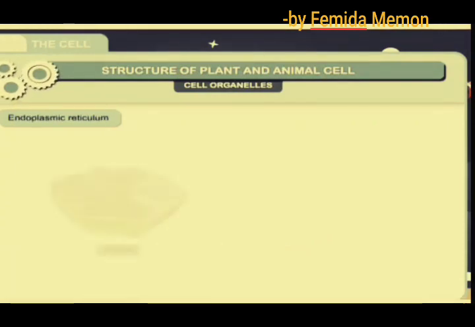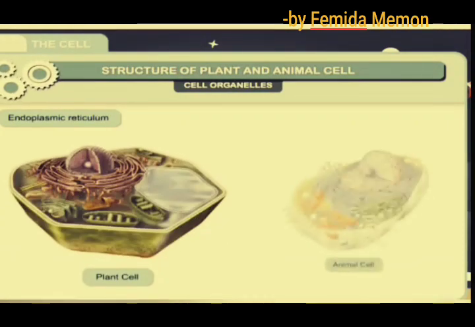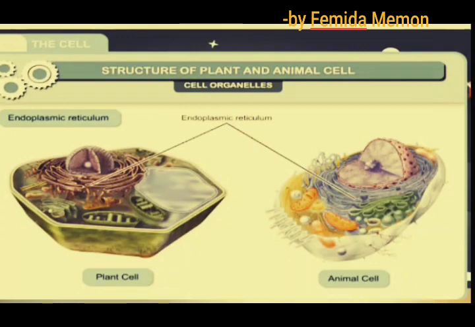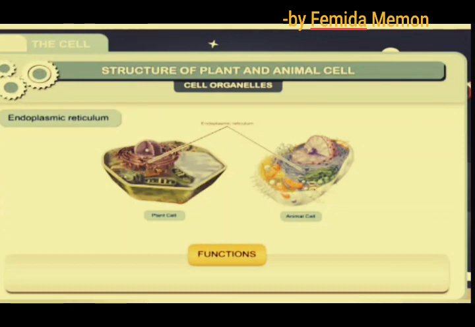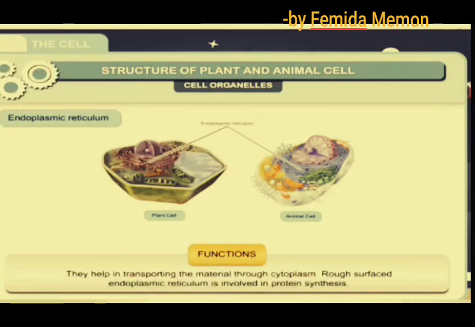Endoplasmic reticulum. These are interconnected hollow canals found between the nucleus and the cell wall. The walls of endoplasmic reticulum may be smooth or rough. Functions. They help in transporting the material through cytoplasm. Rough-surfaced endoplasmic reticulum is involved in protein synthesis.